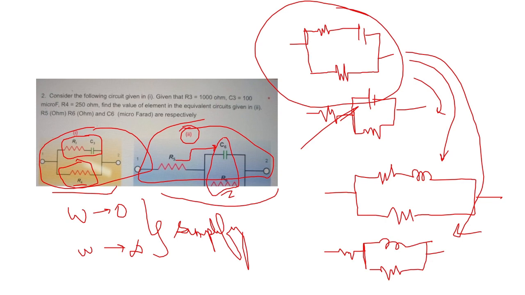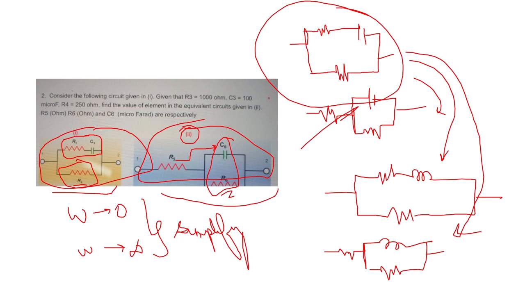So that will be 1 by the impedance due to the capacitor. That will be j omega C6, because it's the reciprocal of the impedance, which is 1 by j omega C6. So it becomes j omega C6 plus 1 by R6. Okay, and you have to take the reciprocal of that, and that will be added to R5. Are you able to get that?